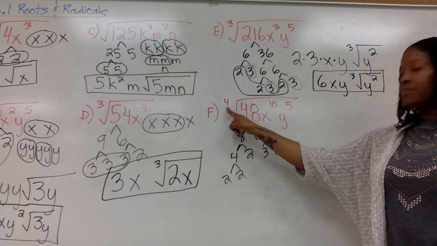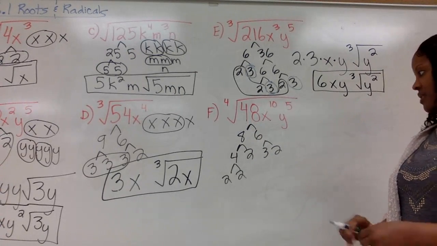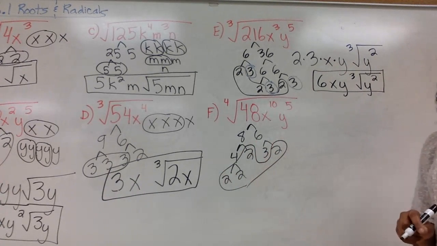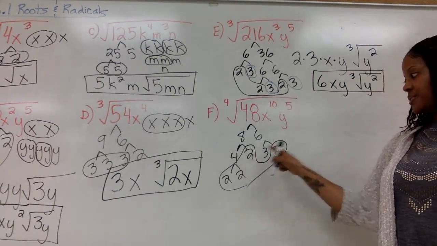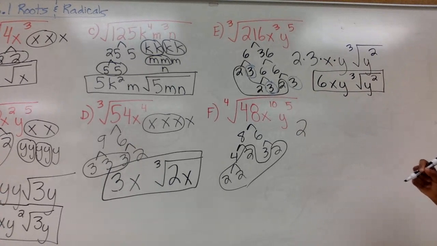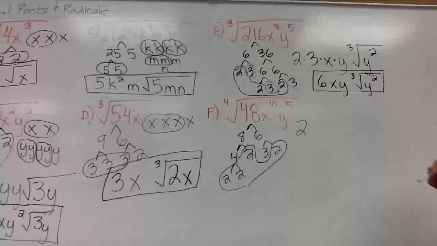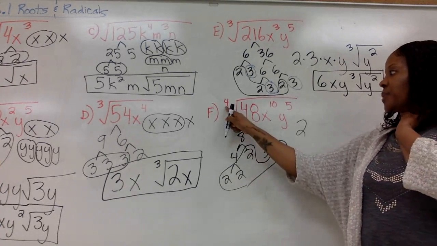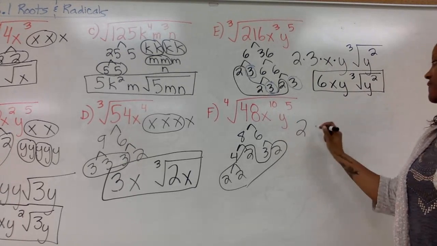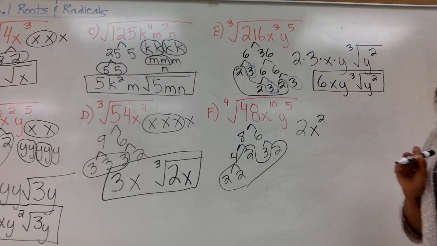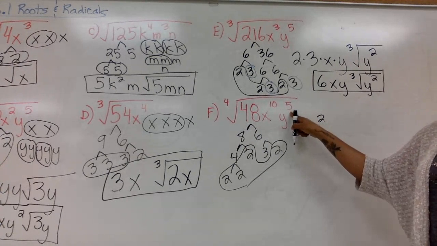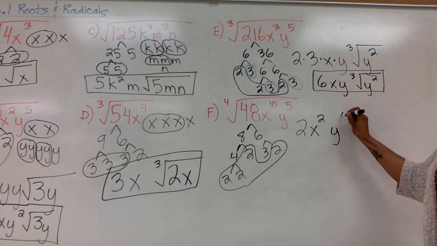It's the number 4. So I'm looking for 4 of the same number. So, okay, I have a group of 4. I have 4 2s, group of 4. So that 2 is going to go on the outside. Complete groups go on the outside of your square root. Now let's use the shortcut. 4 goes into 10 twice because 4 times 2 is 8. 4 goes into 5 once because 4 times 1 is 4. Write your index down.